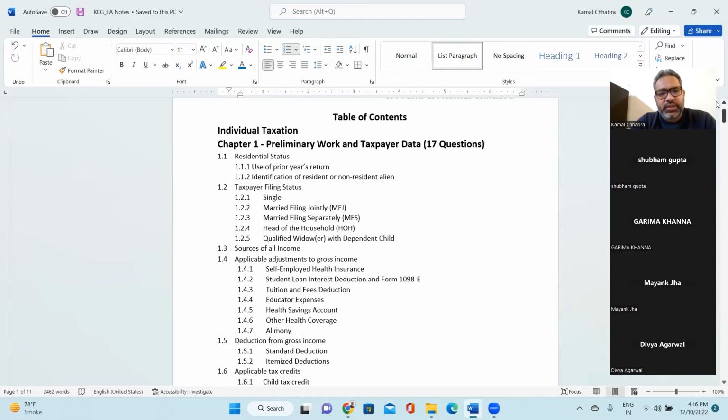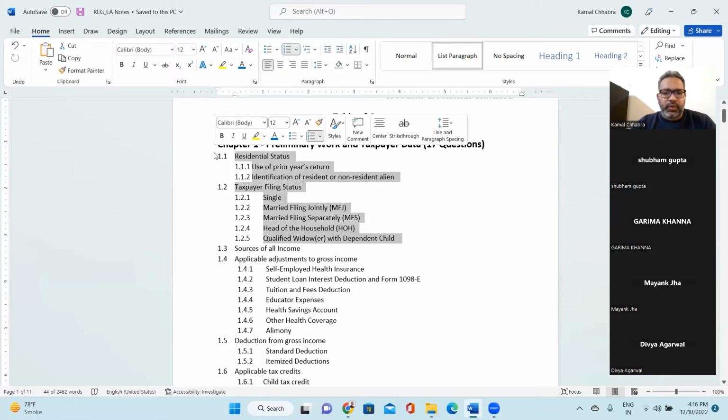There we'll be discussing the use of the prior year return, the benefit of using the prior year return, and what information you can get from it. The second is the identification of resident and non-resident alien. The second topic we'll cover today is the taxpayer filing status, which is single, married filing jointly, married filing separately, head of household, and qualifying widow(er) with dependent child. So these 2 topics are what we plan to cover in today's class in more detail.